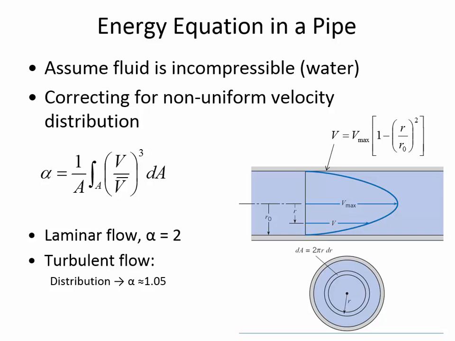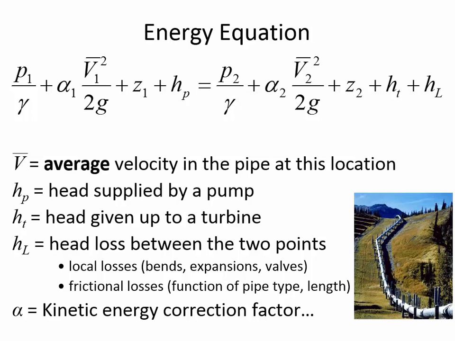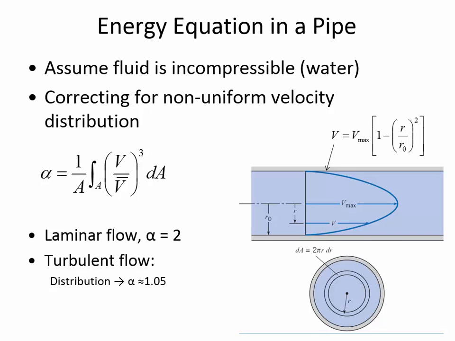I need to tell you about it so that you're aware that this is the real energy equation. But for many of the examples I'll show you, and your homework assignments as well, unless it specifically tells you to account for alpha or gives you the alpha that you should incorporate in your calculations, you can just neglect it. You can just assume that 1.05 is close enough to 1.